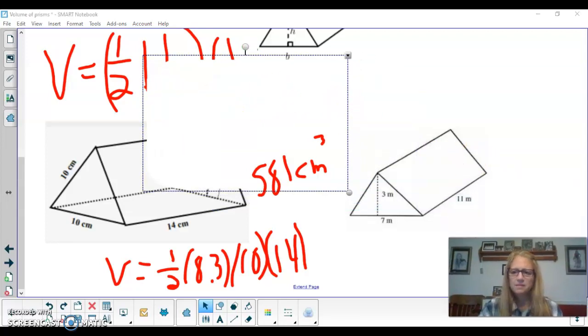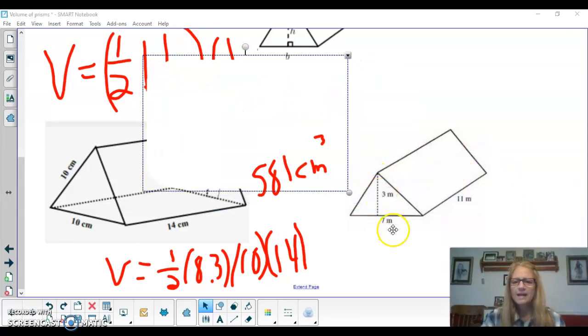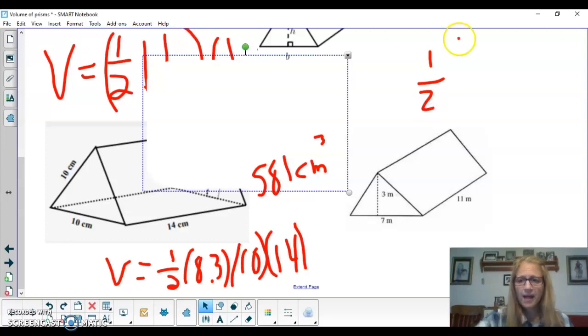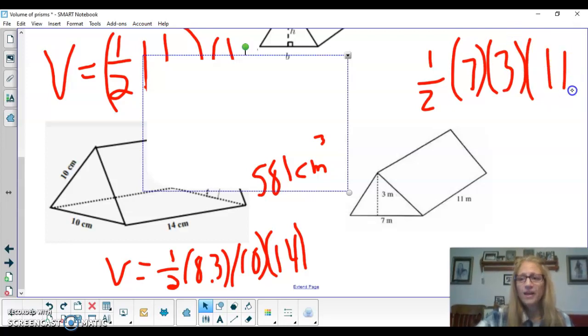Okay? So I want you to try this problem. So here it is. Let me move myself out of the way. Go ahead and find the volume of this triangular prism. And you should have gotten 115.5 because it was 1/2. Don't forget that 1/2 times the base, which is 7, times the height, which is 3, then times the height of the whole thing, which is 11.